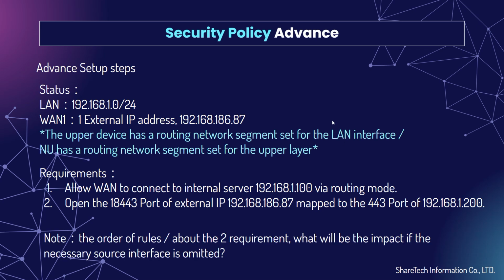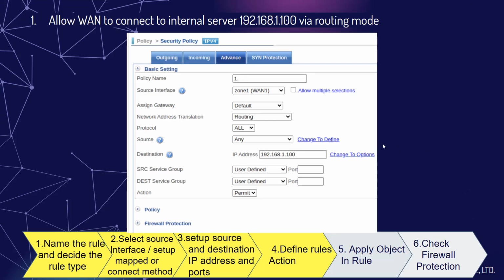After you finish the setting, you need to note such as the order of the rules, and for the second requirement, what will be the impact if the necessary source interface is omitted. The first requirement is allow WAN to connect to internal server 1.100 via routing mode.